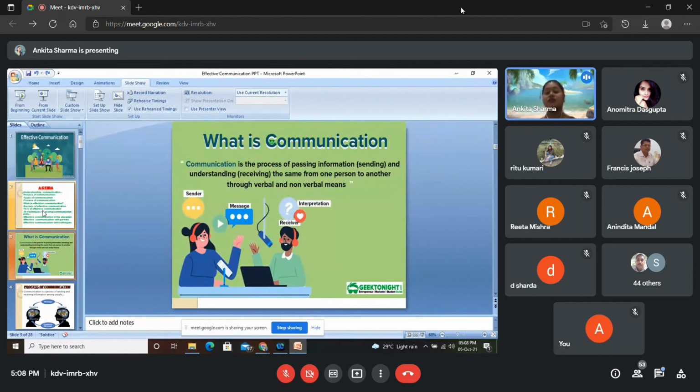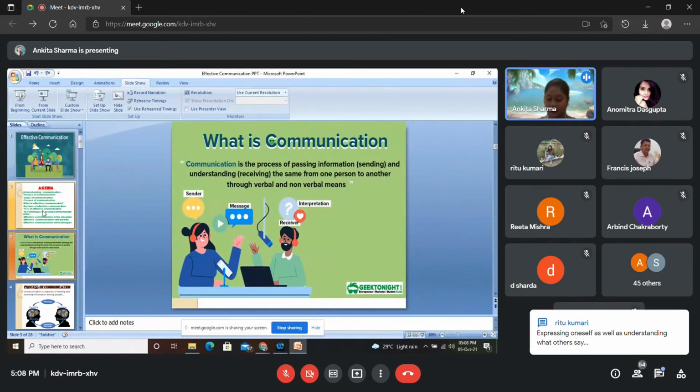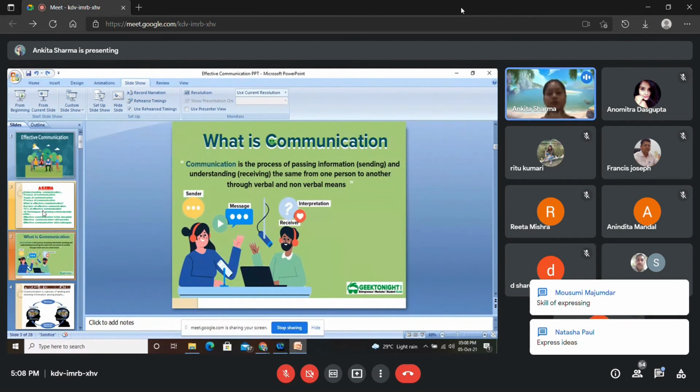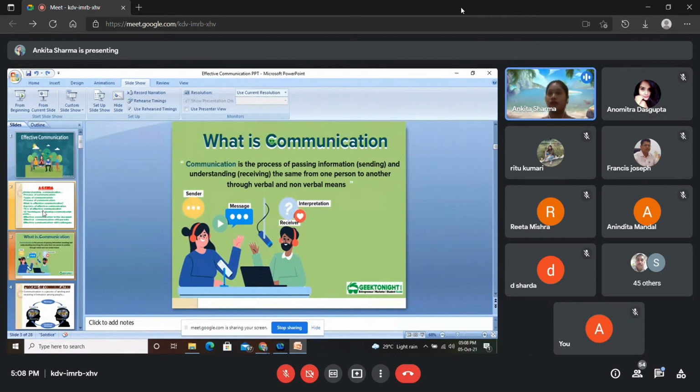Communication means there is a sender, expressing oneself as well as understanding what others say. Yes, thank you so much. Communication is a process where the sender has a notion and exchanges the idea with the receiver. It can be through verbal or non-verbal means. This is what communication is: exchanging ideas, exchanging information, imparting knowledge.